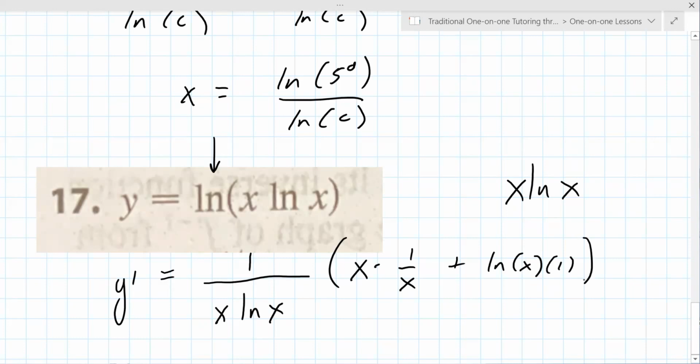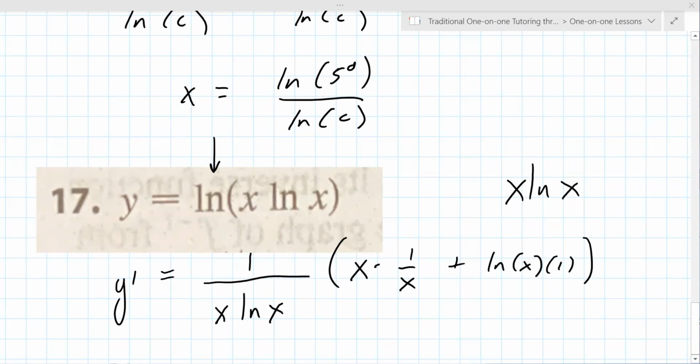Whether you simplify or not depends on the instructor, or the questions on the exam, whatever it says there. Yeah, you can just leave it. All right. We can leave it like that. Perfect. What should we do next?